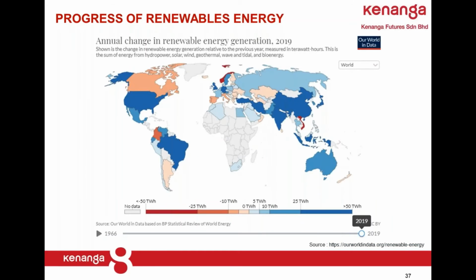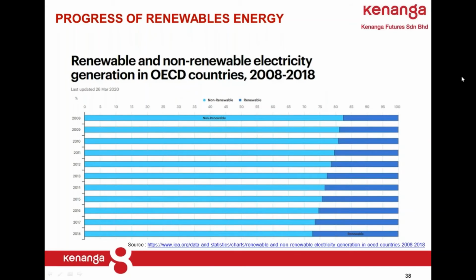Okay, next. This is the renewable energy progress. As you can see, there are some countries that have already implemented renewable energy quite aggressively, and these are mostly large countries. Renewable energy is going to be the next trend for sure. And this is the sharing between renewable and non-renewable electricity generation based on OECD countries. This is an economic body with quite a large number of members across the world. From 2008 until 2018, as you can see, renewable energy shares are gradually increasing.